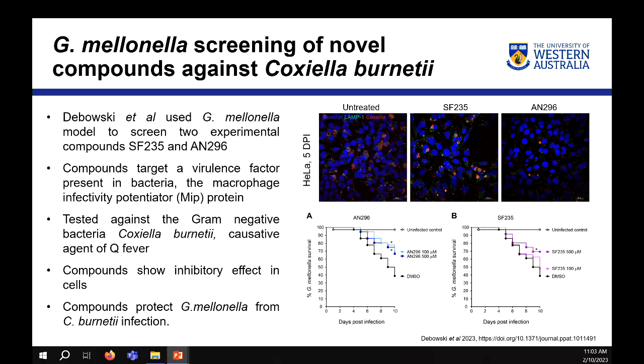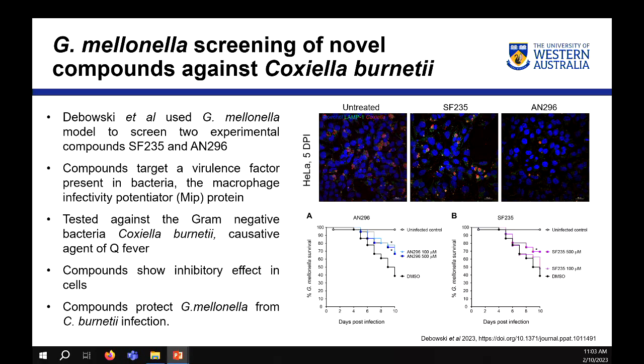We screened these drugs in vitro first. So we had a look at them in cell infection models, and we showed that the drugs actually reduce the survival of bacteria in cells. Now, the MIP is a virulence factor. So basically you take it away and it makes the bacteria less able to cause disease, but it doesn't kill the bacteria. Okay, this will become important later on in the animal experiments and how we've designed them.